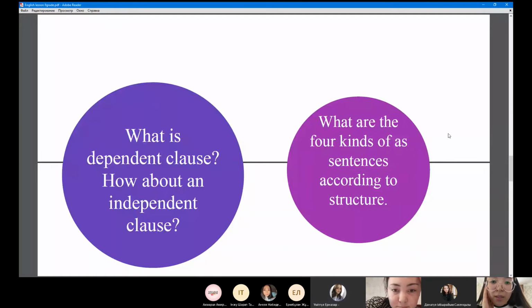What are the four kinds of sentence according to structure? Akmaral, Umitgul, Erkebulan. What are the four kinds of sentence according to structure? The first one is simple, compound, complex, and compound complex. Very good. And the next page, please.